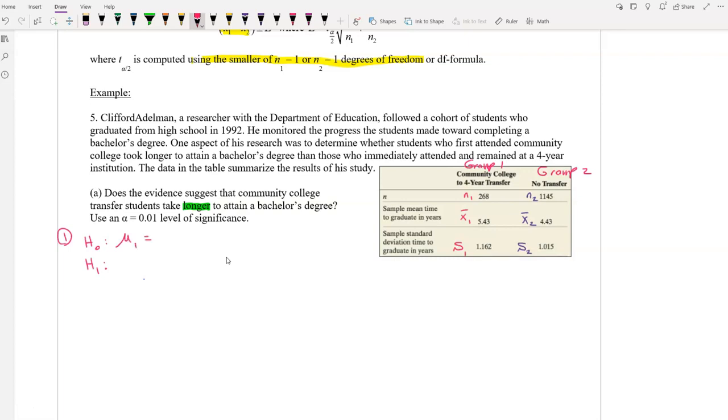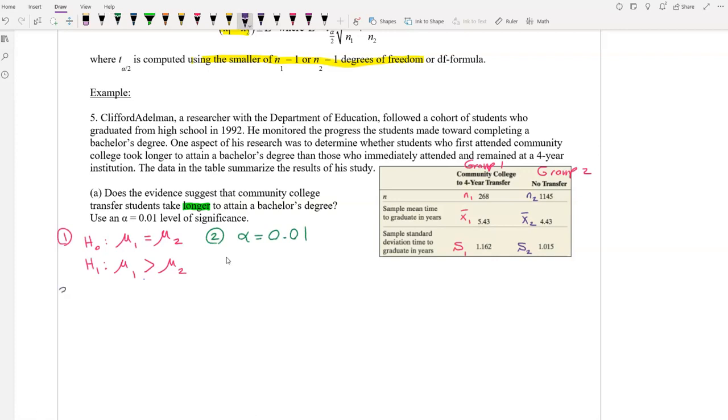Population mean for the first group is equal to the population mean for the second group. For the alternative, mu1, it says community college transfer students take longer to attain. So this is greater than for the second group. So community college transfer to a 4-year institution is greater than what we have for group 2, which is no transfer. Step 2, alpha is given as 0.01.